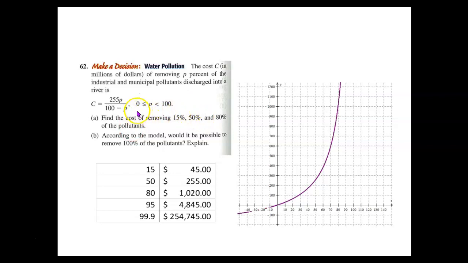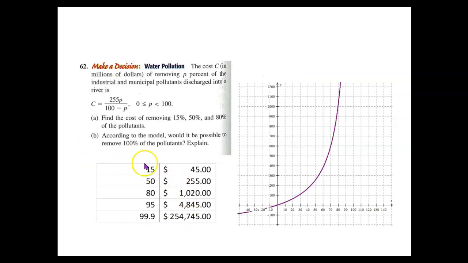And if you plug in 100, thinking you're going to remove 100% of the pollutants, completely all of the pollutants, well, then you get a division by zero error. The function's undefined, which means that according to that equation, you can't remove 100% of the pollutants. So according to the model, it would not be possible to remove 100% of the pollutants.